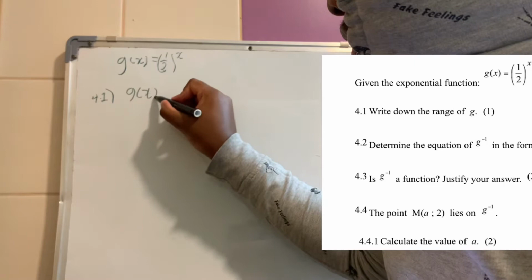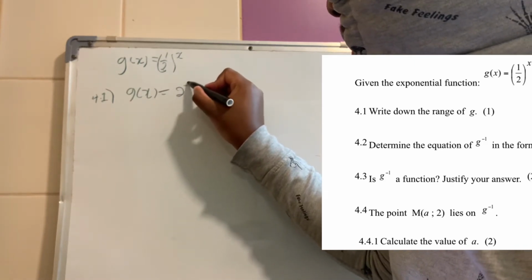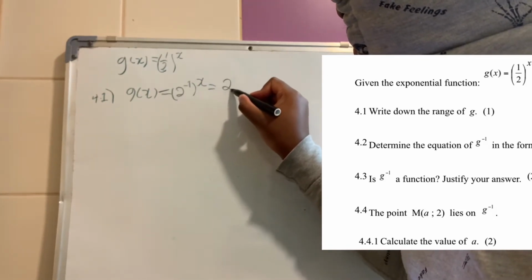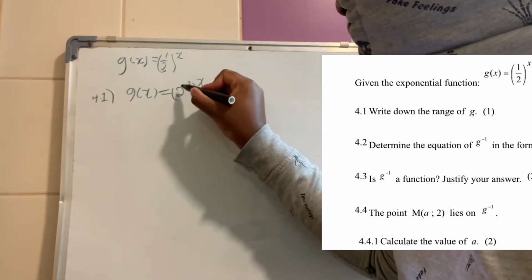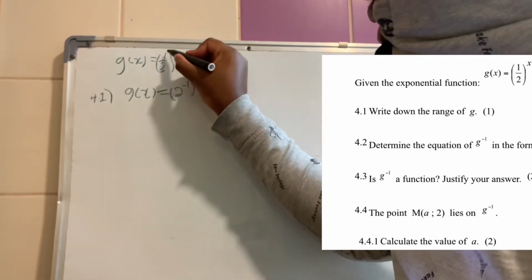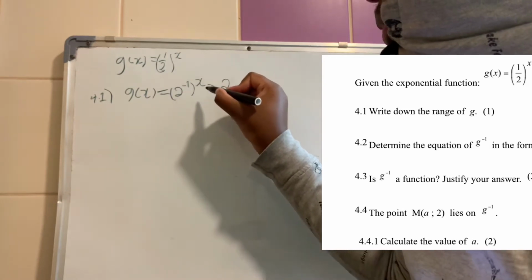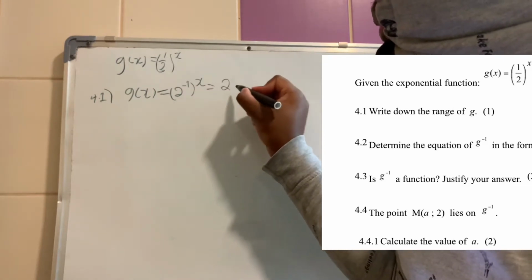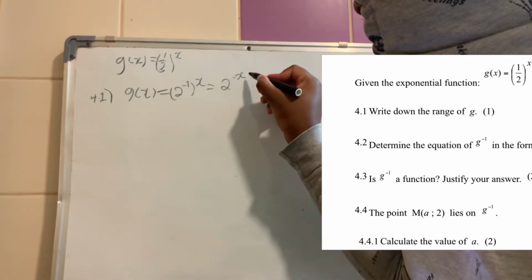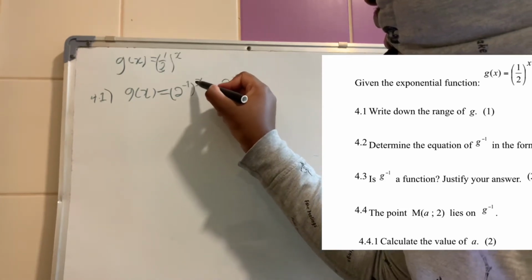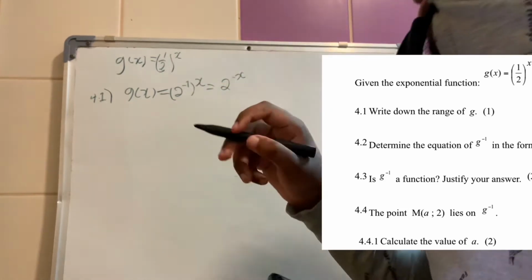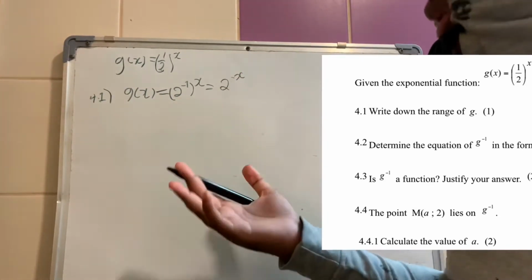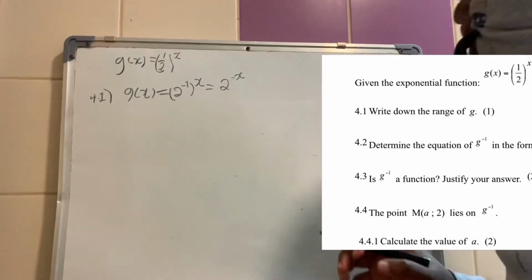g(x) is equal to (1/2) to the power x, which also equals 2 to the power -1, to the power x. One of our laws of exponents says that 1 over 2 is 2 to the power -1. Then we get 2 to the power minus x, because we multiply the exponents, -1 multiplied by x. What's the 1? It's invisible.